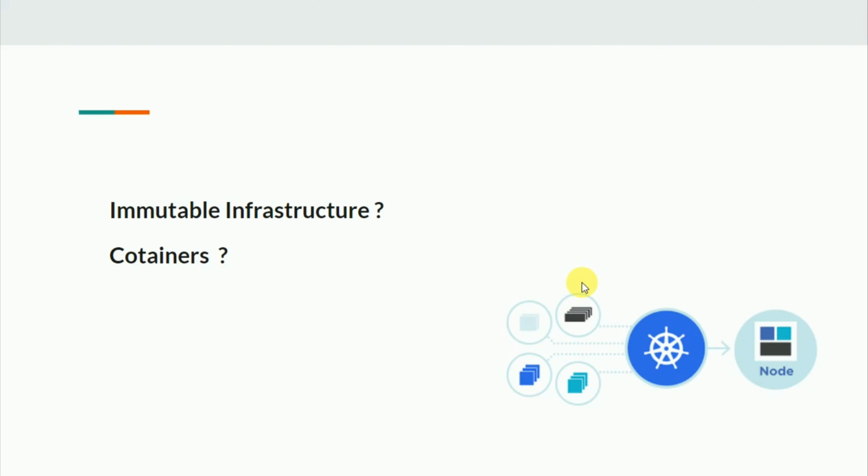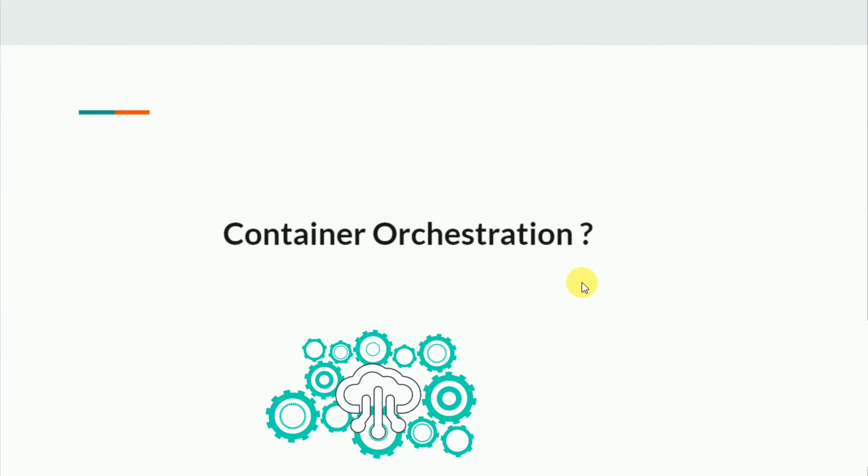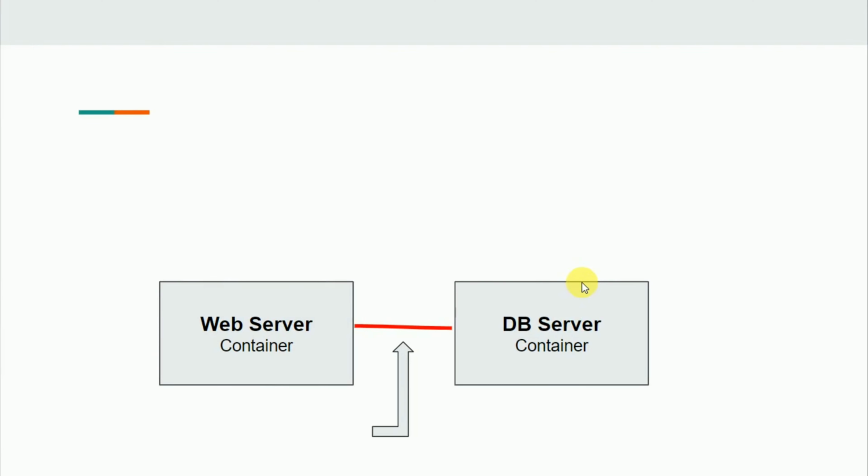So what is container orchestration? What do we mean by container orchestration? We are going to learn. In this figure, as you can see, here is a web server and here is a database server. These two are containers, but as you can see, there is a gap between the web server and the database server. Whenever you are using a web server and a database server in an application, how can we manage the gap between them?